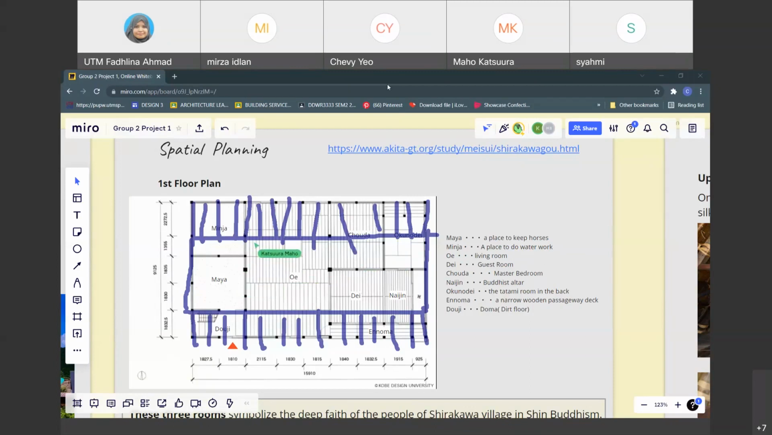Do you understand? Yeah, understand. So you can get this kind of floor plan, okay? And then it is easier. But is that really so?